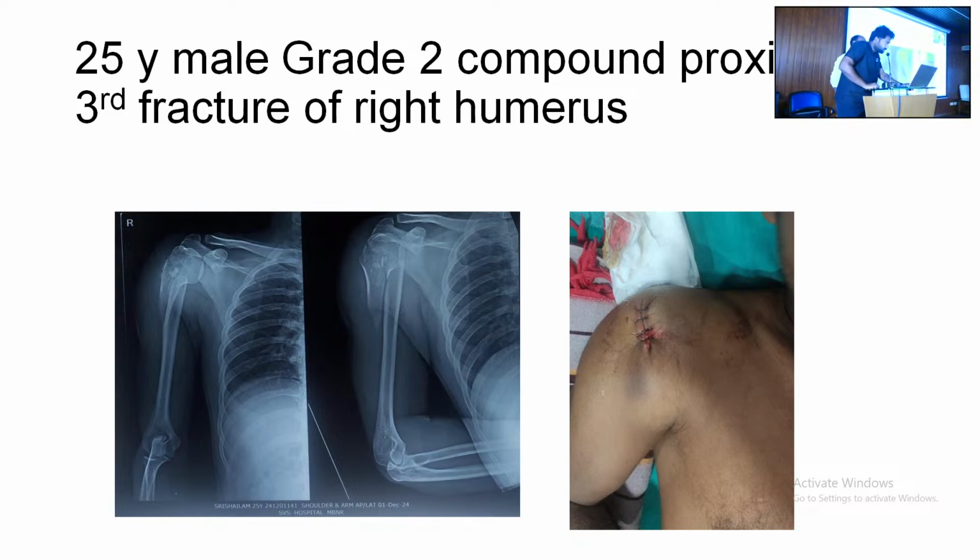So this is a 25-year-old male with a grade 2 compound proximal third shaft fracture of the right humerus. This comes under Neer 4-part fracture, sir. Is it open fracture? Yes, sir, compound. Where is the wound? So we have sutured in the casualty. Okay, where is the wound? Anterior posterior. Anterior lateral, sir. Anterior. Anteromedial.